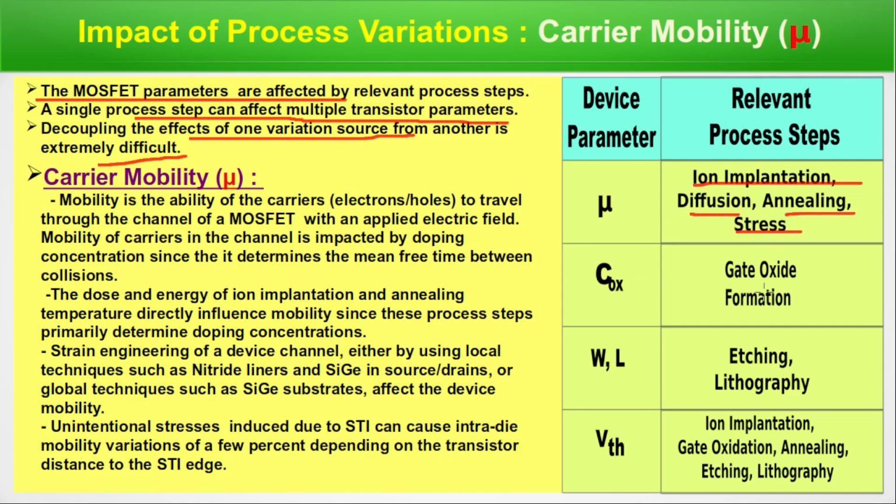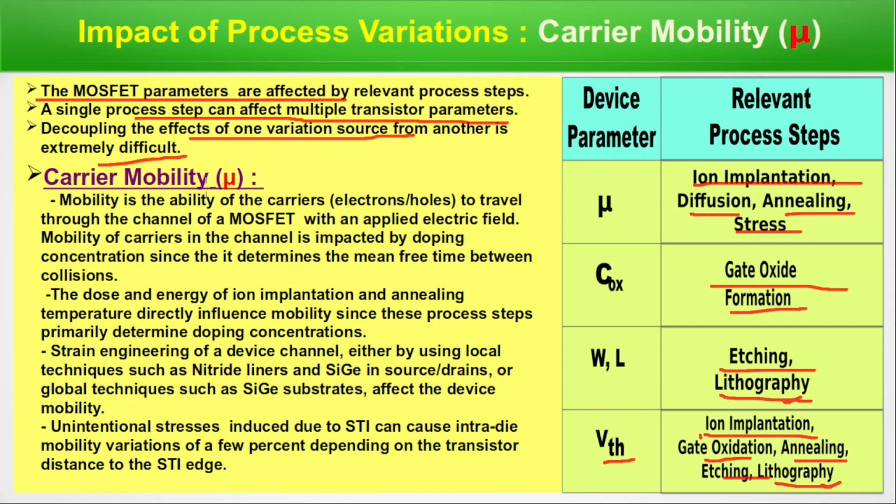Gate oxide capacitance is impacted by gate oxide formation. W and L, that is width and length, are impacted by etching and lithography. And VTH is impacted by ion implantation, gate oxidation, annealing, etching, lithography. So lithography is mentioned here and here also. If we consider length and width, etching and lithography both contribute to that. In case of change of mobility, ion implantation, diffusion, annealing, stress, multiple steps contribute to that. So segregating or decoupling which one is affecting is really difficult.